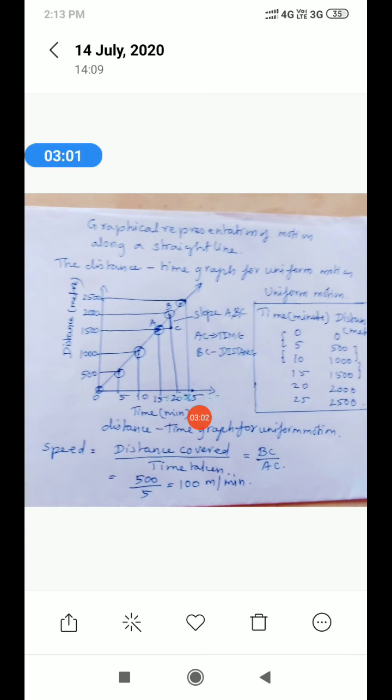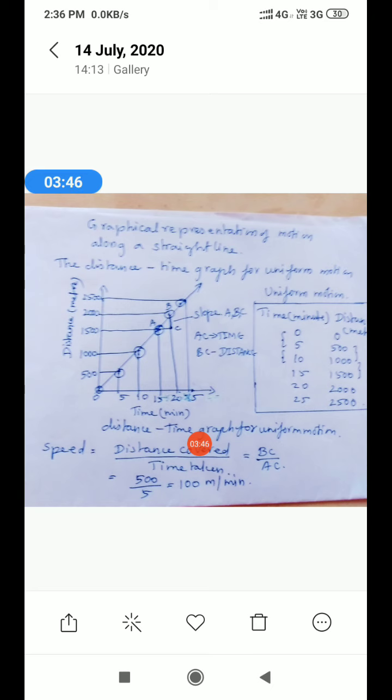The values given for time are 0, 5, 10, 15, 20, 25. Here the difference is 5, an equal interval of time. Next, see the distance given in meter. Here the values are 0, 500, 1000, 1500, 2000, 2500. Here also the difference is the same, that is 500. So now drawing the graph, in x-axis time in minute, y-axis distance in meter.